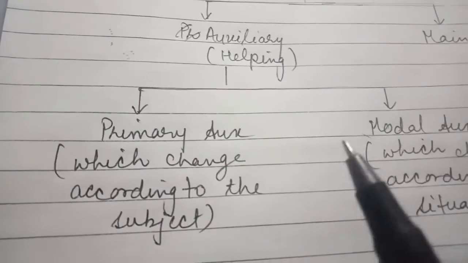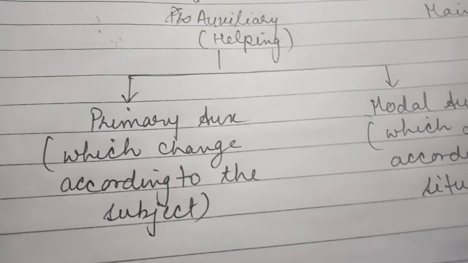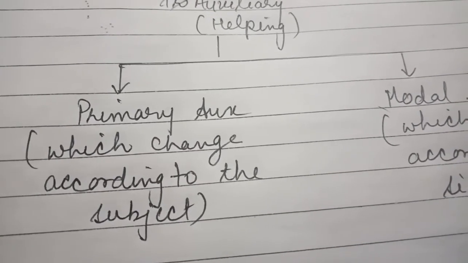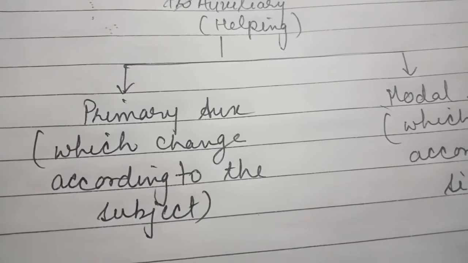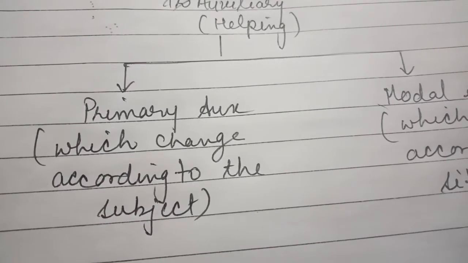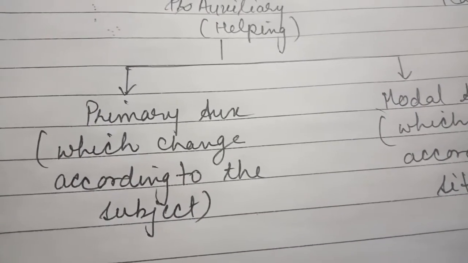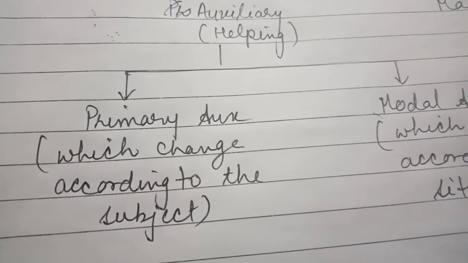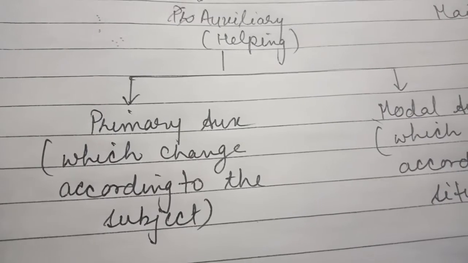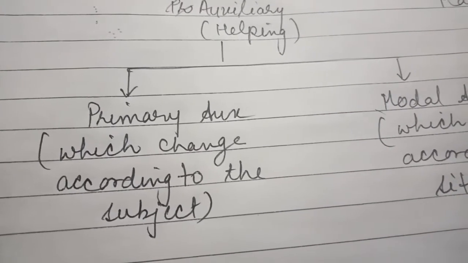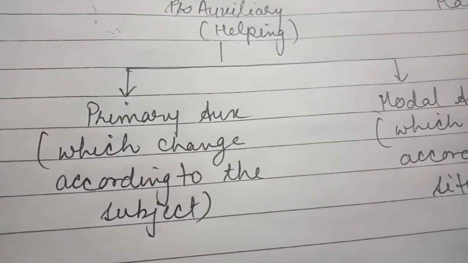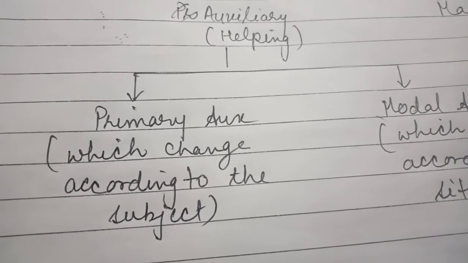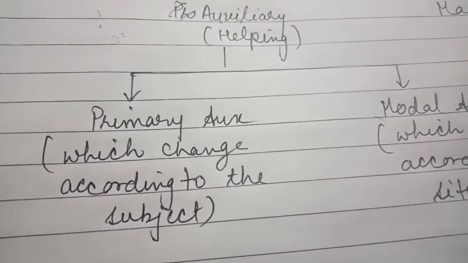Suppose I have written here he is running, but suppose I have changed the subject. I have written I. So I will not write I is running. I will write I am running. So you can see that the primary auxiliary has changed. Because it was he, we have used is. Now we are saying I, we are using am.